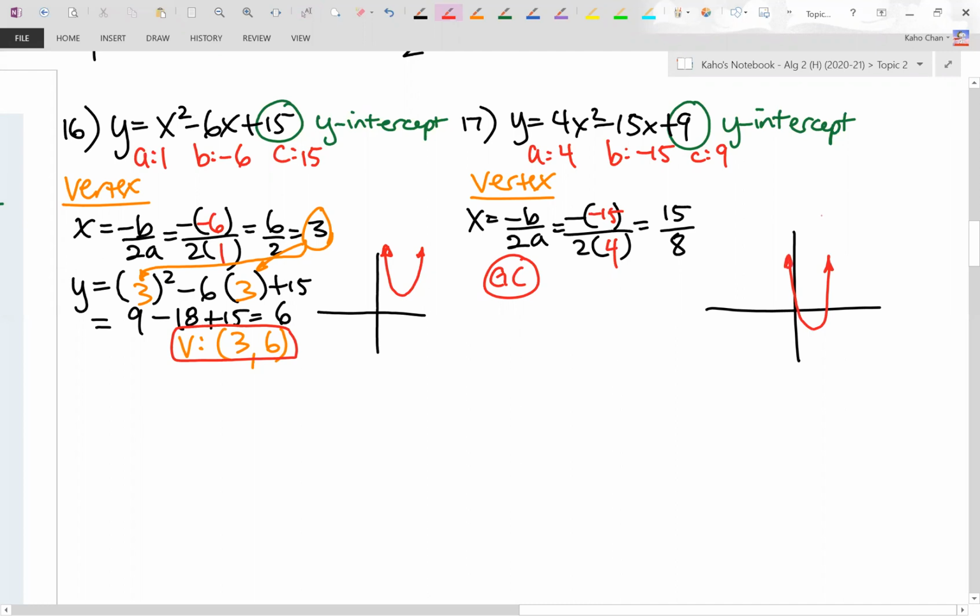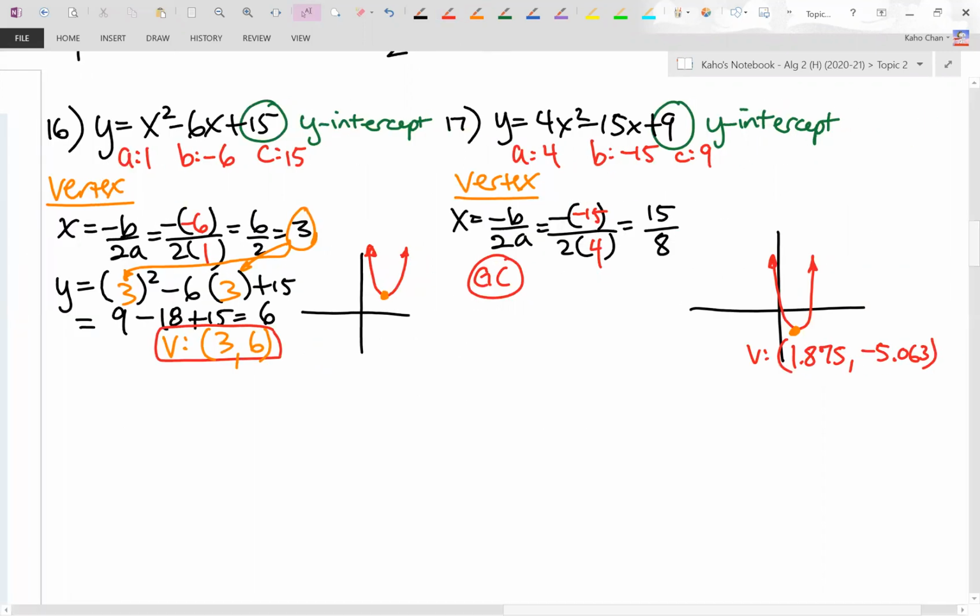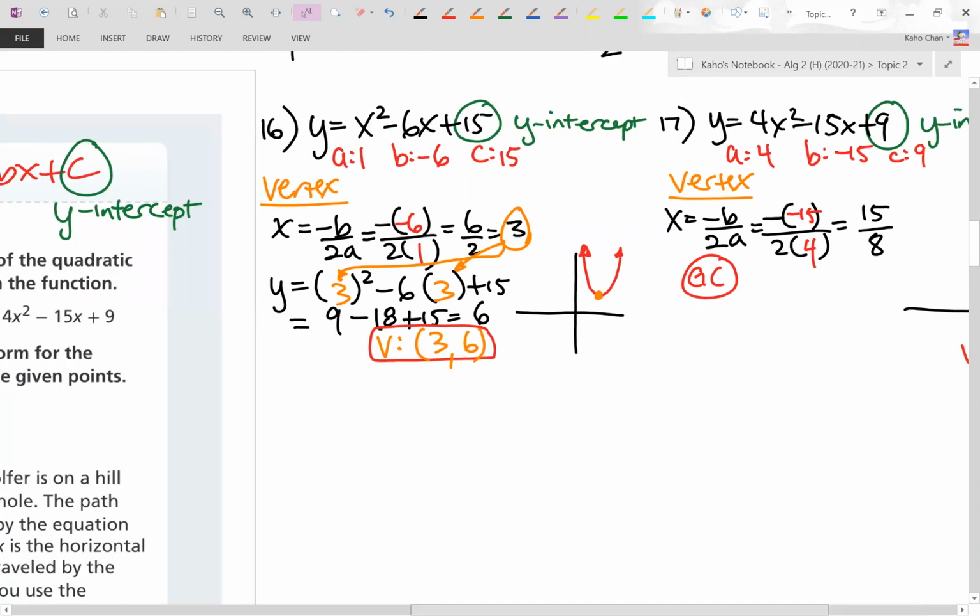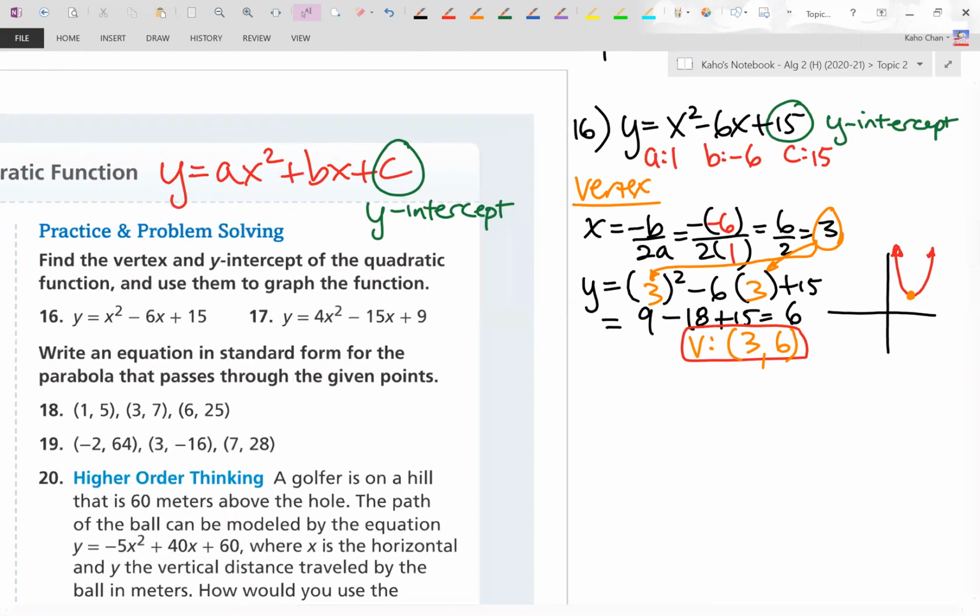But the key is the vertex. The vertex is at, dun, dun, dun. 15/8 is 1.875. And the y value is negative 5.063, and that's probably rounded. All right. Sometimes they give us problems that are not nice to do by hand, so we utilize the graphing calculator for that one. All right, or decimals in this case. Number 18 and 19.